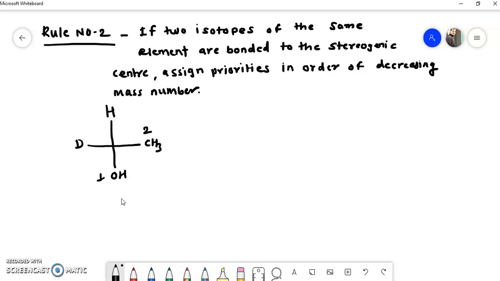That means their atomic number is same. What is atomic number of hydrogen? It is 1. Atomic number of deuterium is also 1. So on the basis of atomic number, we cannot give the priority to these isotopes. So we have to compare their mass number.